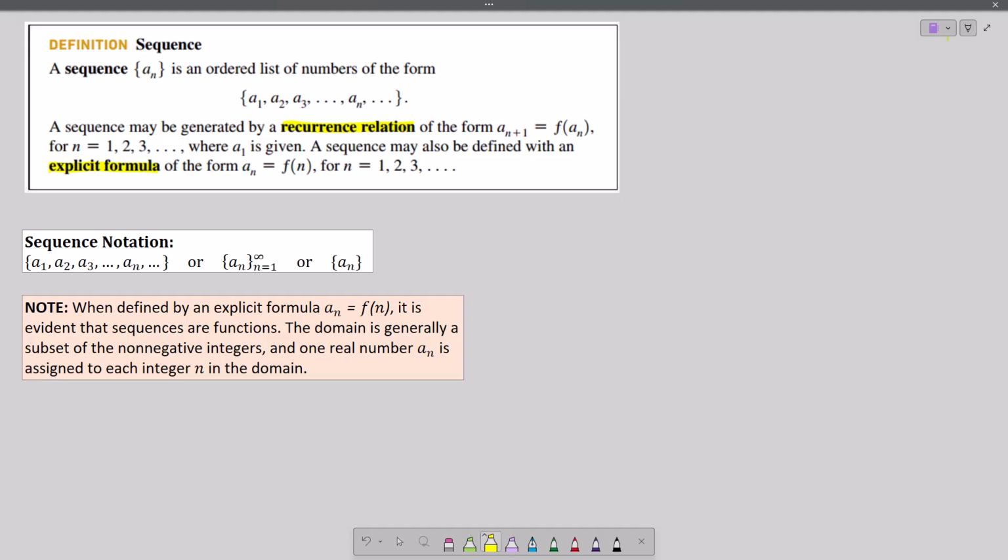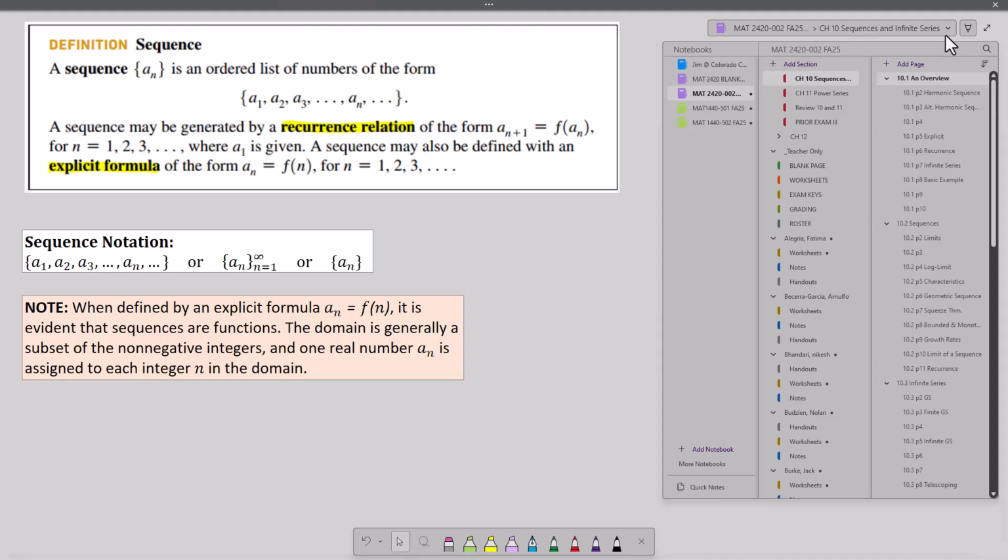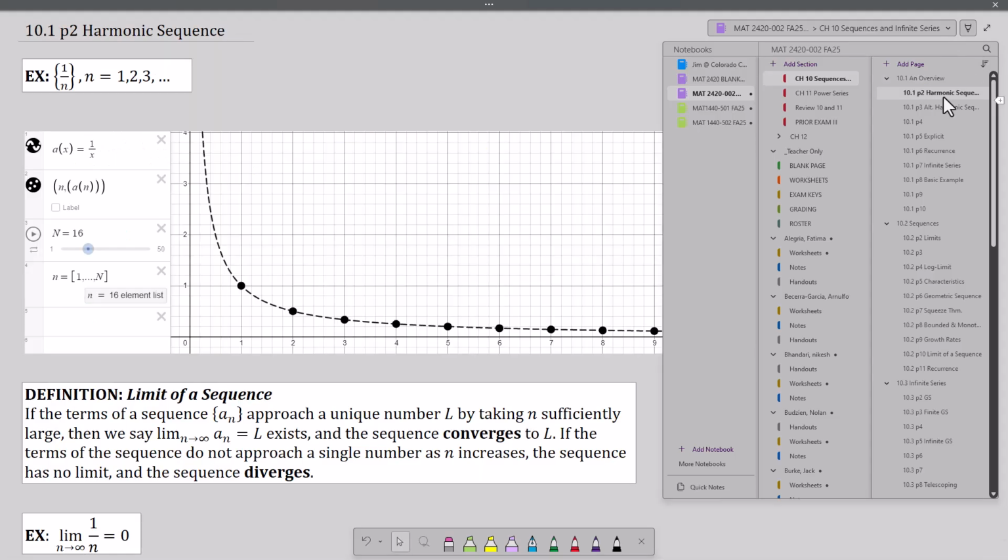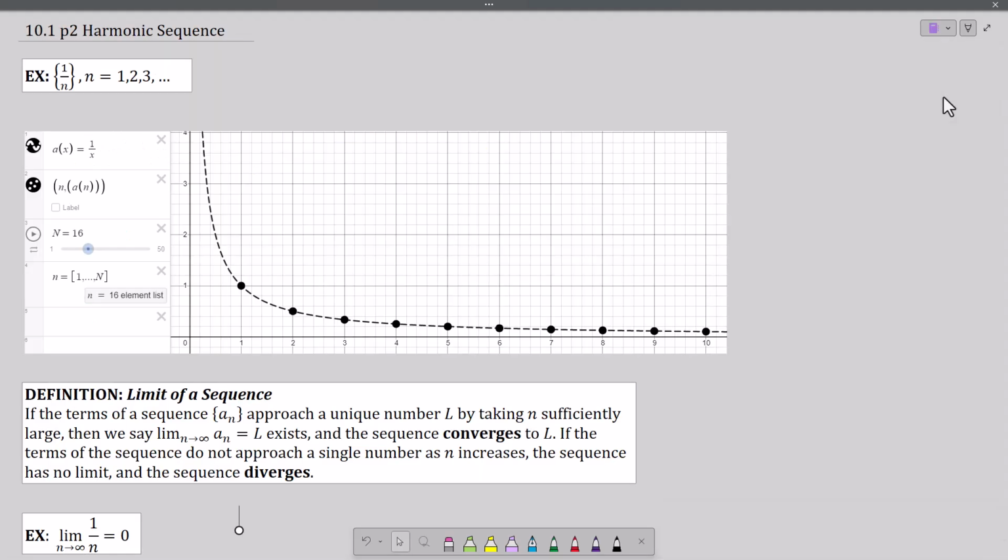Okay, so when we are thinking of sequences, the most important sequence that you are going to encounter is called the harmonic sequence. It is the sequence of reciprocals. So it's going to start at 1 and go on forever. And so the first term of the sequence is 1.